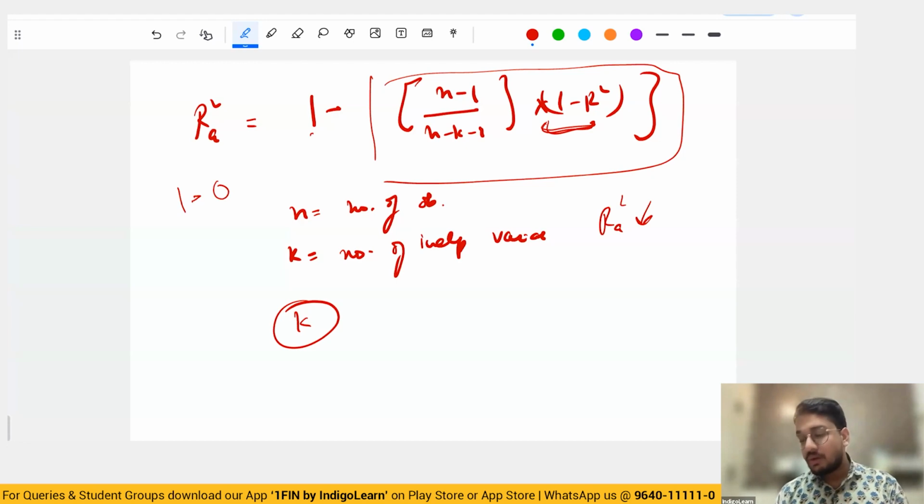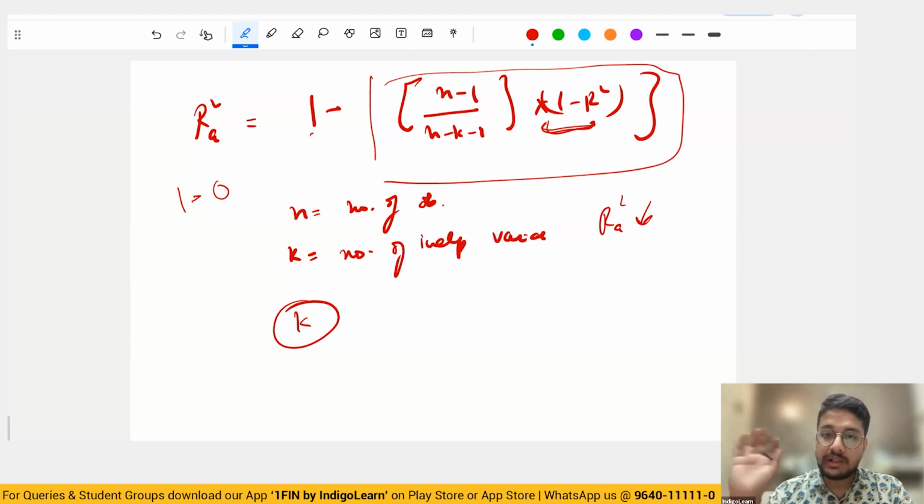So that's why it is always advisable that you only include those variables which have good explanatory power in the model. Only those variables have to be included in the model so as to avoid any situation of overfitting.